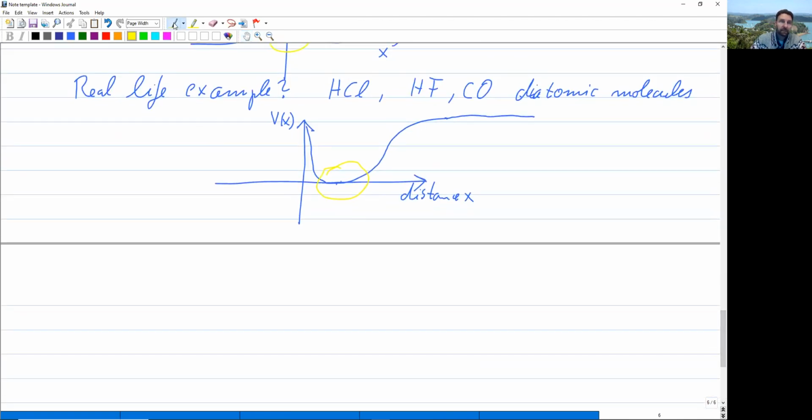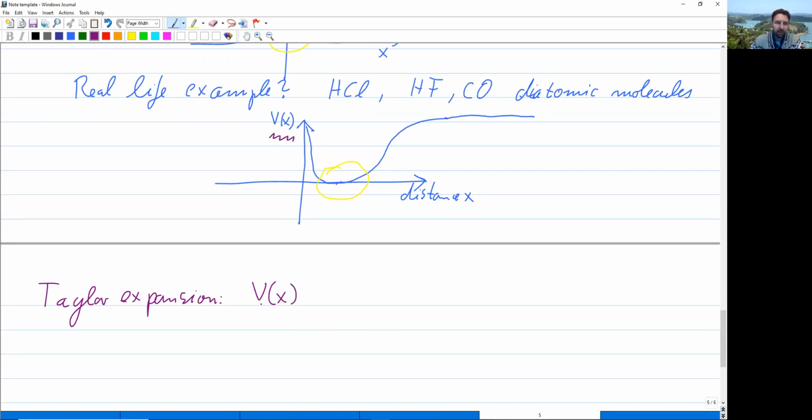Let's do a Taylor expansion of the potential for the carbon monoxide. So what do we have? We have V of x, which is the actual carbon monoxide, CO, potential. If we do a Taylor expansion about the equilibrium point, x naught, which is the equilibrium distance between the oxygen and the carbon.